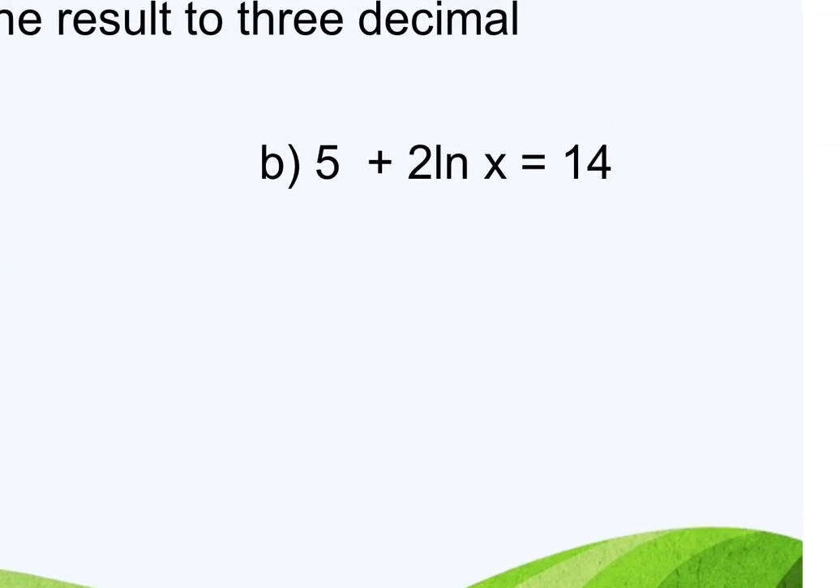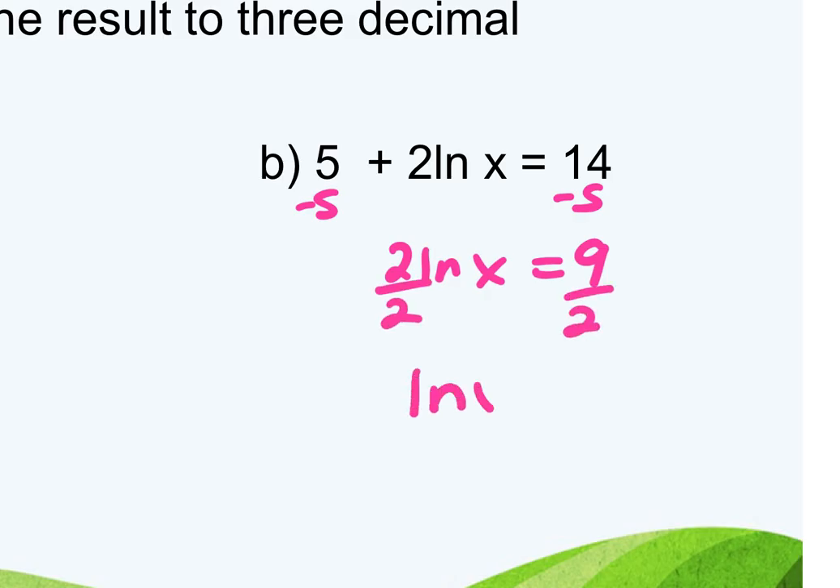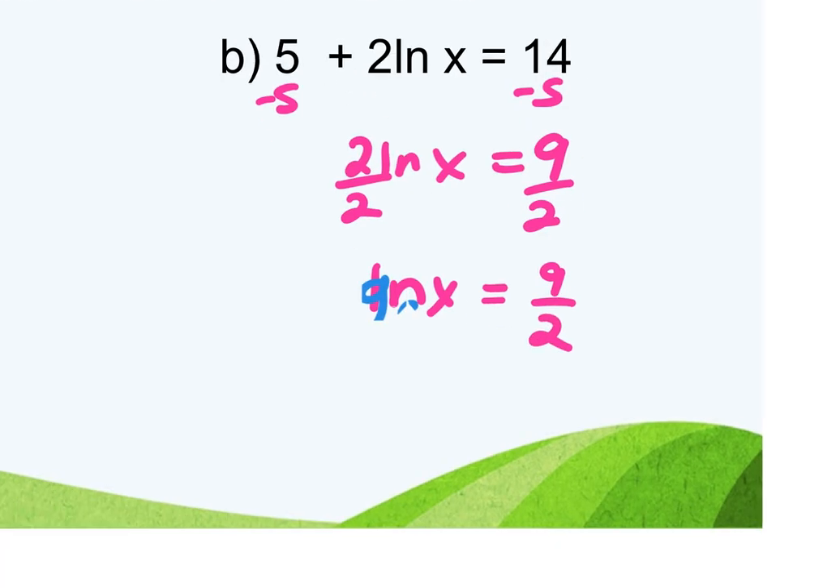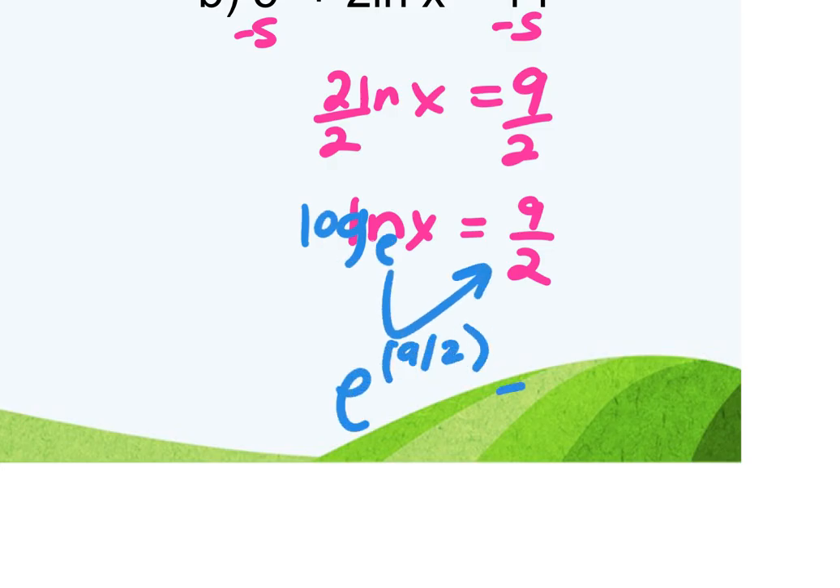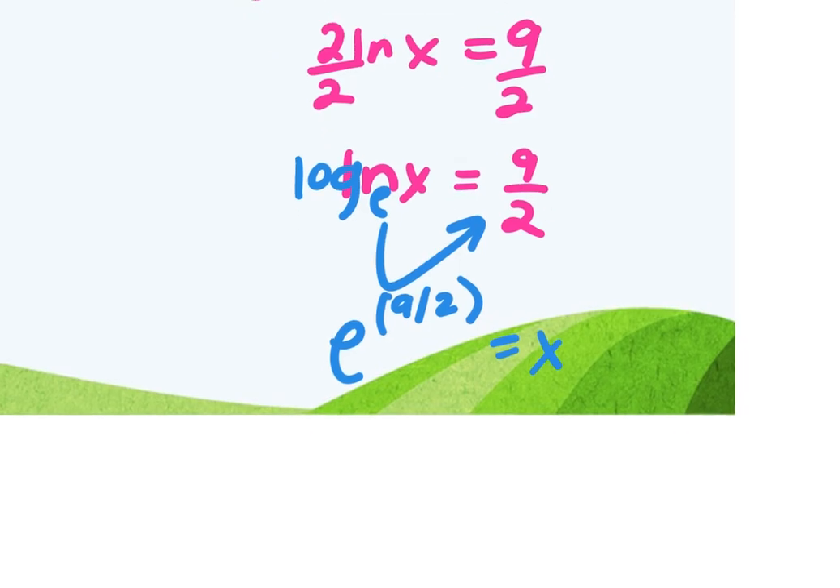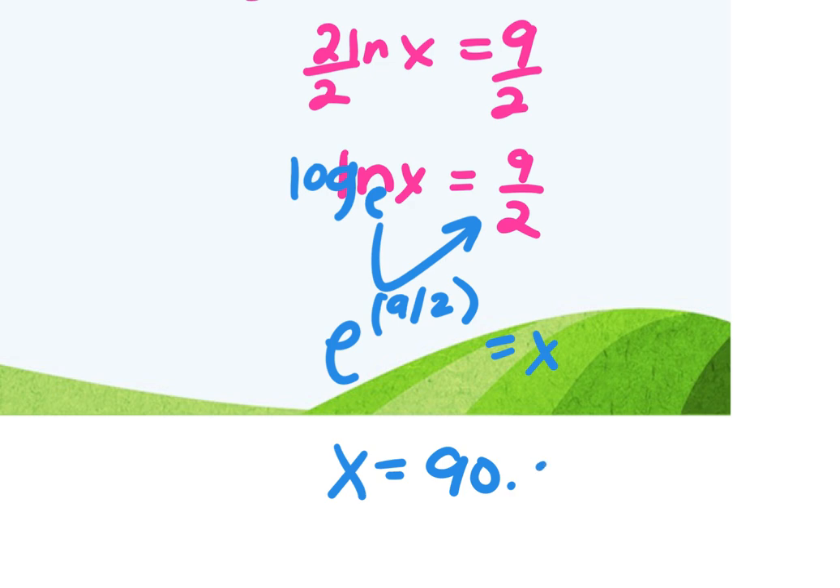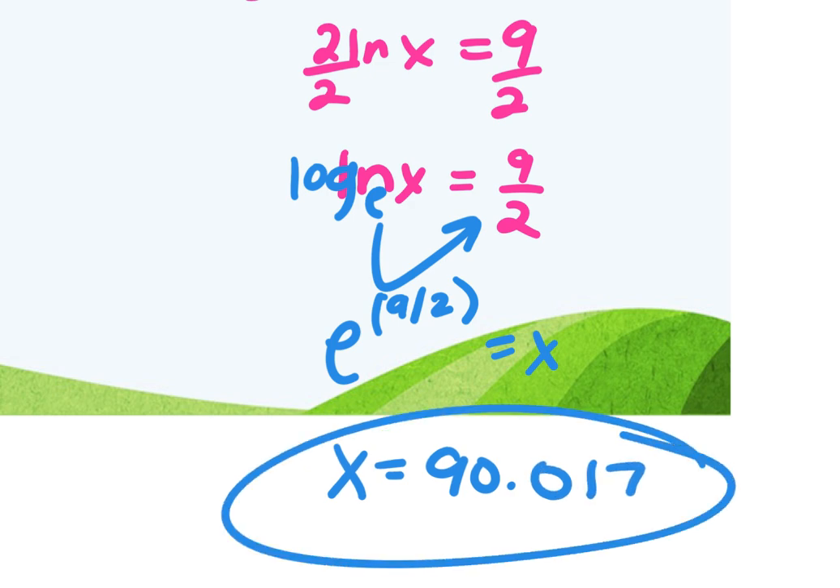Go to B. What are you going to do first? Subtract the 5. 2 ln of x equals 9. Then what? Divide by 2. ln of x equals 9 over 2. And then 1 log, yes? What is ln? Log base? E. So the E comes over and picks up the 9 over 2. So e to the 9 halves, 90.017.